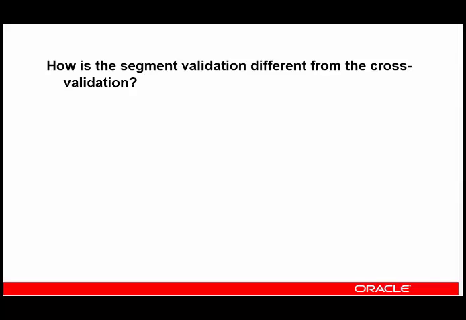So the segment validation is different from the cross-validation. When we're doing segment validation, we're just validating the values of a specific segment. If we're doing cross-validation, then the values of two segments are validated at the same time.